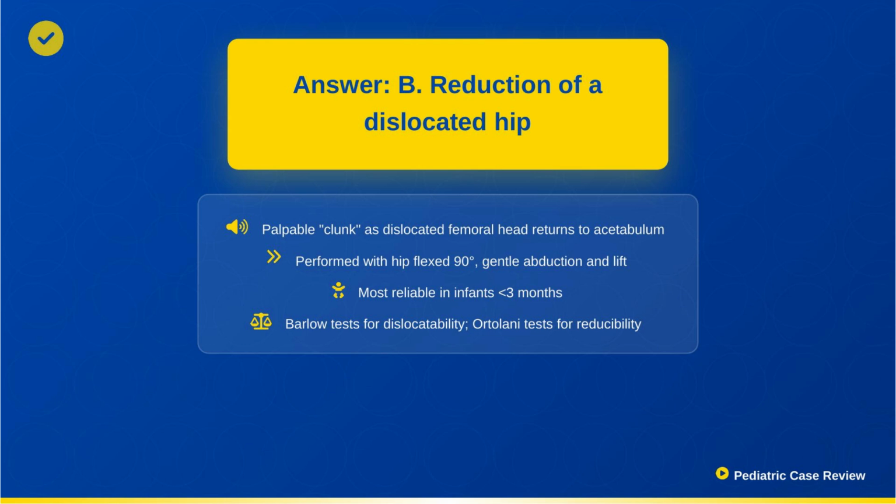The Ortolani test produces a palpable clunk as the dislocated femoral head returns to the acetabulum. It is performed with the hip flexed 90 degrees, then gently abducted while lifting anteriorly. This test is most reliable in infants younger than 3 months. Remember that Barlow tests for dislocatability while Ortolani tests for reducibility.